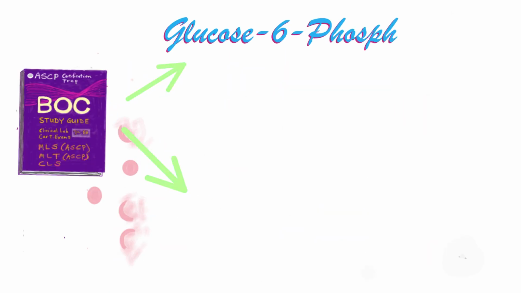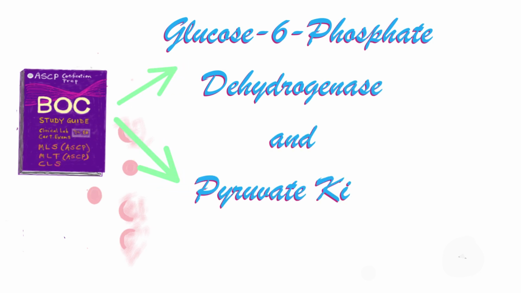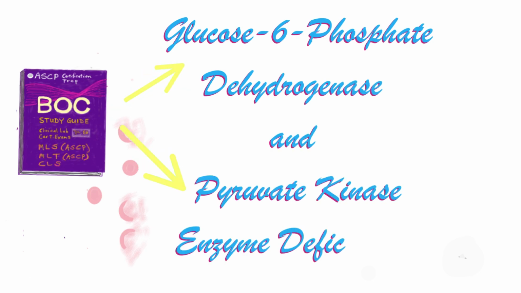Red blood cells are remarkably tough and resilient single cell transporters, playing a vital role in our bodies in so many beneficial ways to maintain health and homeostasis. But these tough and resilient red blood cells are also vulnerable to genetic enzyme defects called red blood cell enzymopathies. Let's focus on two important ones found in our ACP study guide: glucose 6 phosphate dehydrogenase and pyruvate kinase enzyme deficiencies.